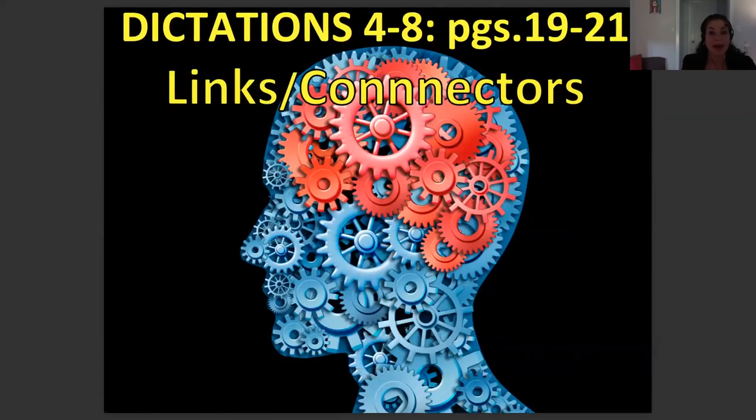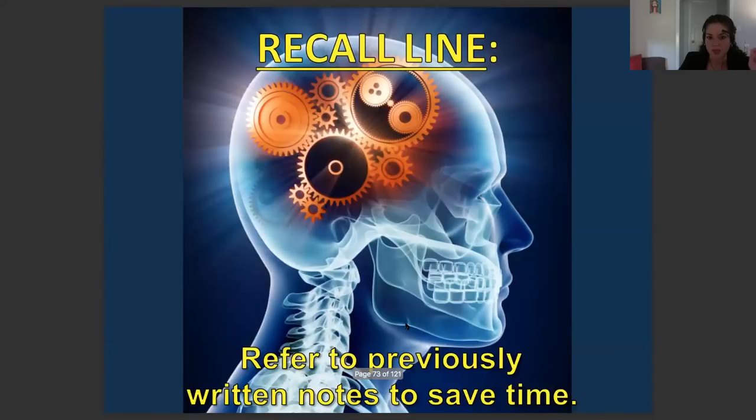How does this become automatic? Through dictations 4 through 8 on pages 19 to 21. Okay, so you do the same thing we already talked about. You play the audio, you take notes while you listen, then you render your notes onto the voice recorder, and then you hear what you recorded comparing it to the text. When you listen to what you recorded while you read the text, you're going to be able to spot if you made any mistakes. And that's when you learn. So don't skip that last step. And again, you do these exercises repeatedly until you feel comfortable with them.